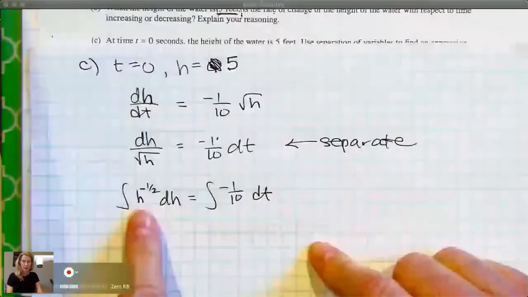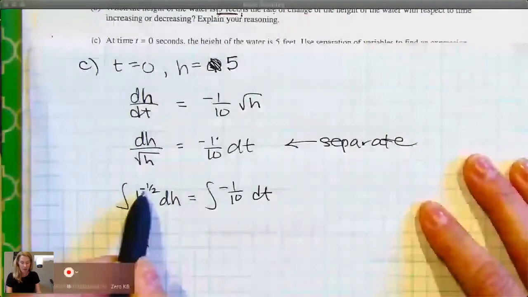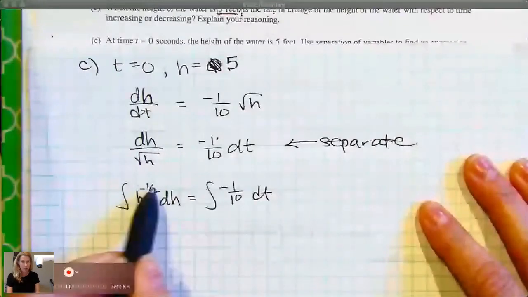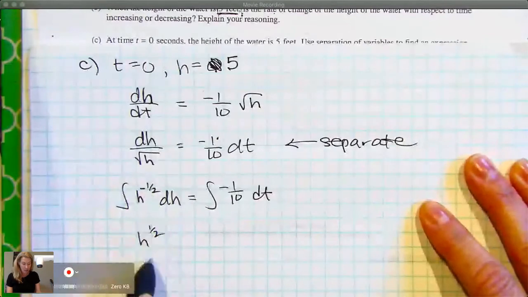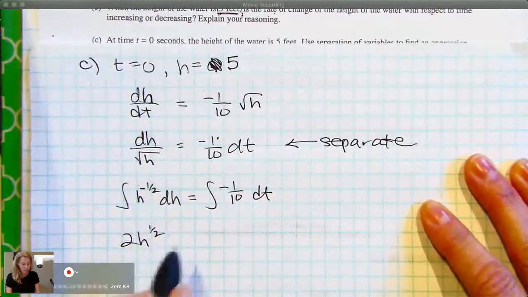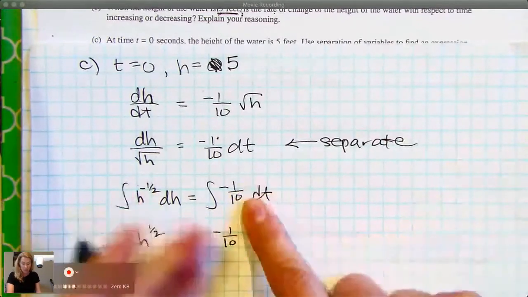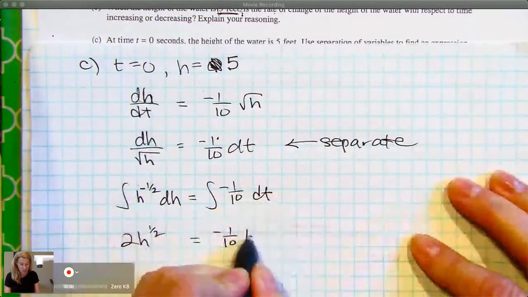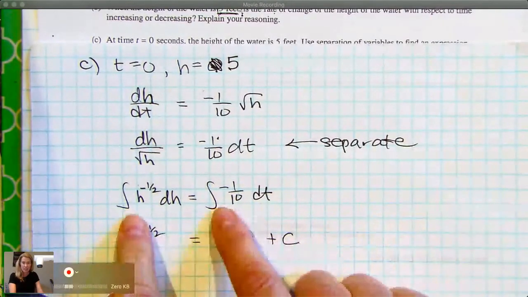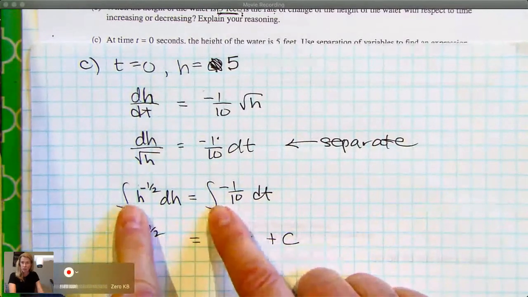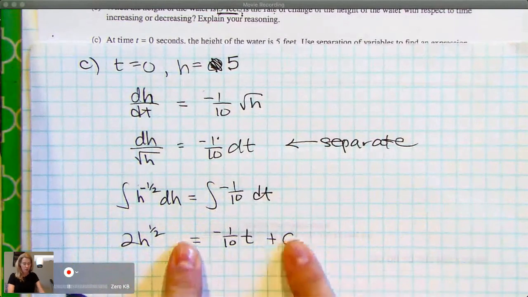This is going to be reverse power rule, which means I want to increase my power by 1. So from -1/2, we're going to go to +1/2. Then we have to divide by our new power. So we're dividing by half, which is the same thing as multiplying by 2. And the integral of dt is just t. I'm going to add a plus c. Because this is an indefinite integral on both sides, this constant covers the constant from both sides.